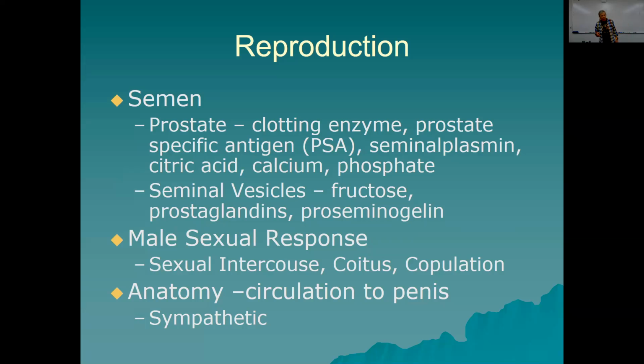Prostaglandins, it is thought, might cause the constriction of female smooth muscle to assist the sperm. And what happens is the seminal plasmin clots. It's a clotting enzyme. When sperm is ejaculated, it forms a clot. It's thought maybe that it helps it stay within the female reproductive tract.